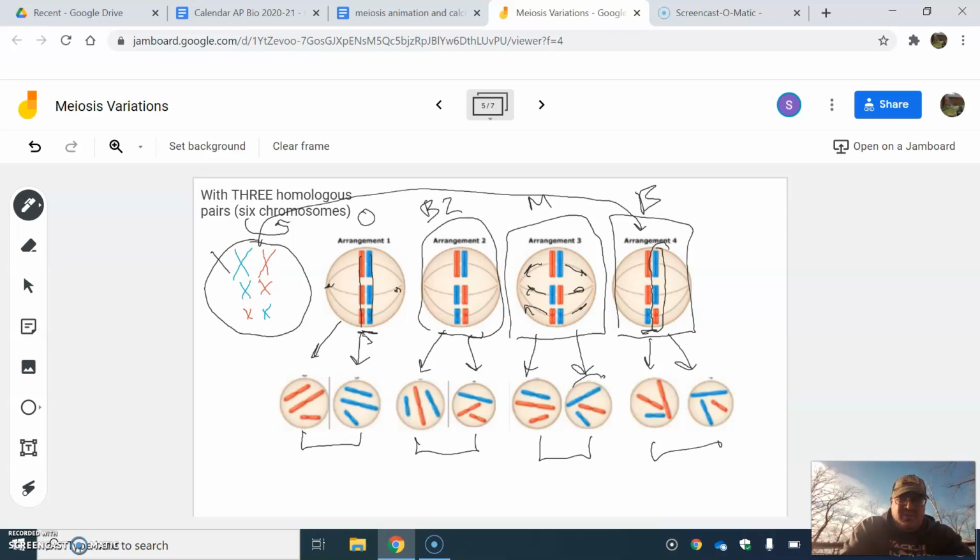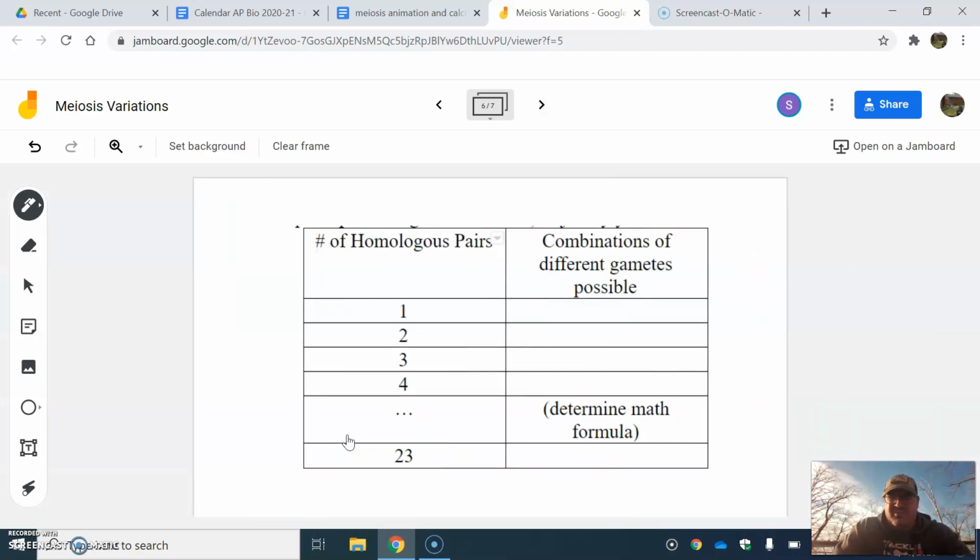So that doesn't give you a new combination. That one doesn't give you anything new. So again, with three homologous pairs, how many different outcomes do we have? We have 1, 2, 3, 4, 5, 6, 7, 8. Okay. So that leads us to our table here.